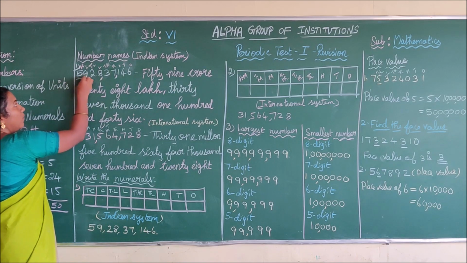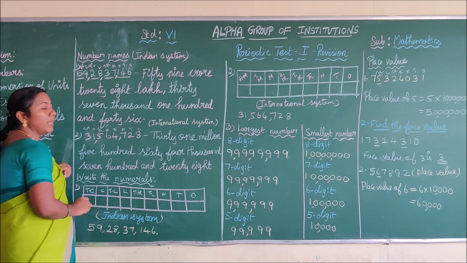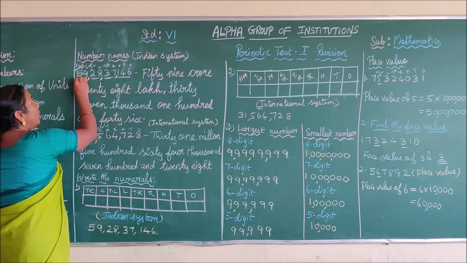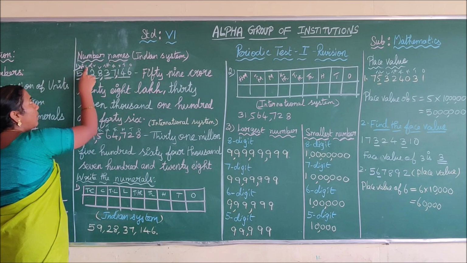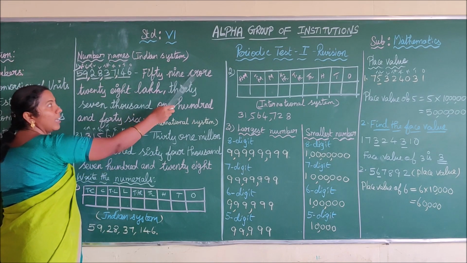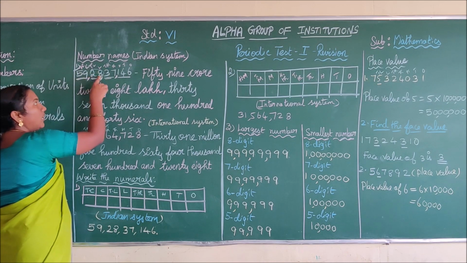This is one period of number. You have to read each period of number as a whole. Thus 59. What is the place value of 9? Crore. So 59 crore. See here, fifty-nine crore. And then you have to read the next period of number, 28.